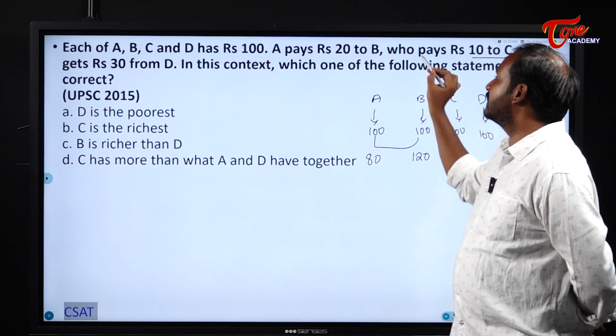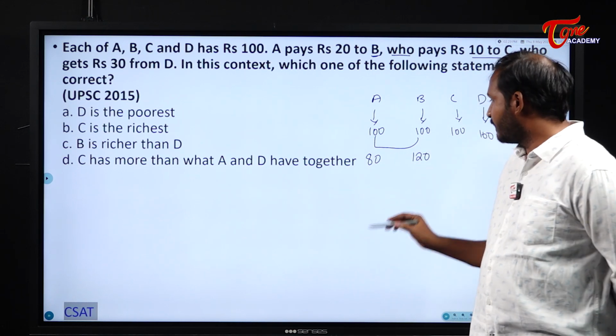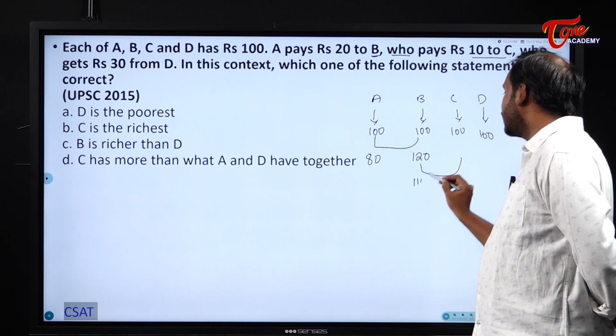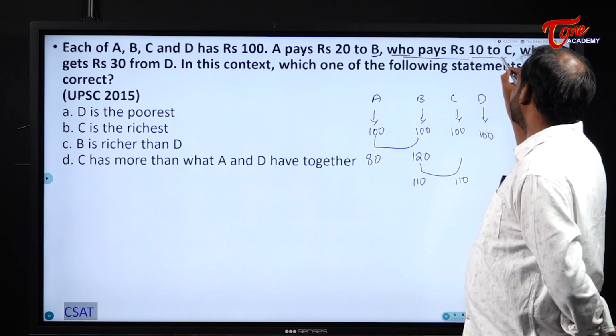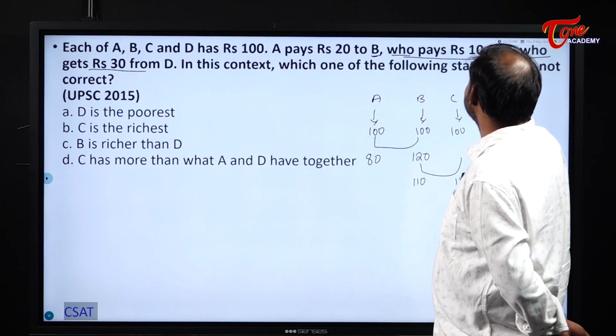Who means here who? B. That means he is speaking about B. B is paying 10 rupees, right? Now B will have how much? B will have 110 and C will have how much? 110. Next, B pays rupees 10 to C, who gets 30 from D? Tell me who is he? Who in this case? C.